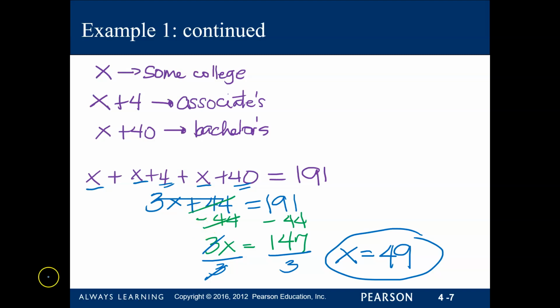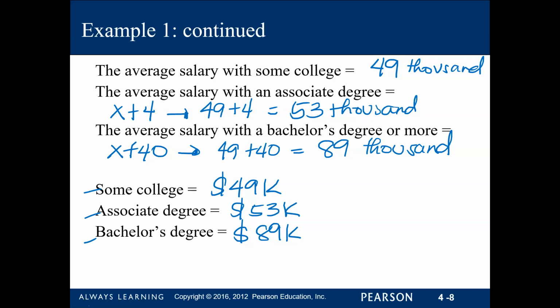Okay, if the problem was simply asking for what is the salary of some college, that's it. It's 49,000. But the problem was asking for the salary of the 3 different educational attainments. And so it is very, very important that we pay attention, we read the problem very carefully, and we identify what we are looking for. All right?